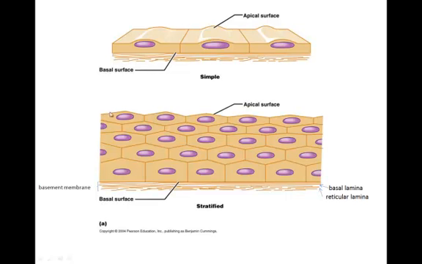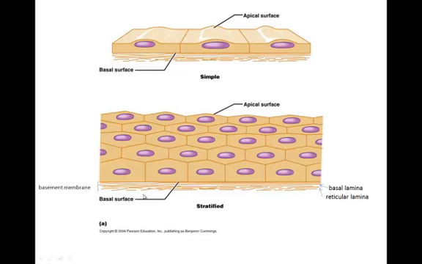Now this is going back to this polarity issue. The top of the cell looks different than the bottom of the cell. This is a simple epithelium because it's one cell layer thick. This is the apical surface up here, and this is the basal surface down here. This is the stratified epithelium because it has many cell layers, and this is the apical surface up here, and this is the basal surface down here. Now the apical surface is going to be the free surface because up here it's free. The basal surface is going to be in contact with what we call the basement membrane. Down here is the basement membrane.